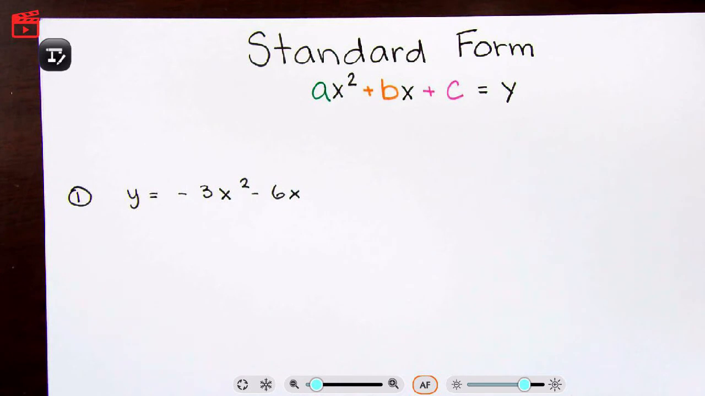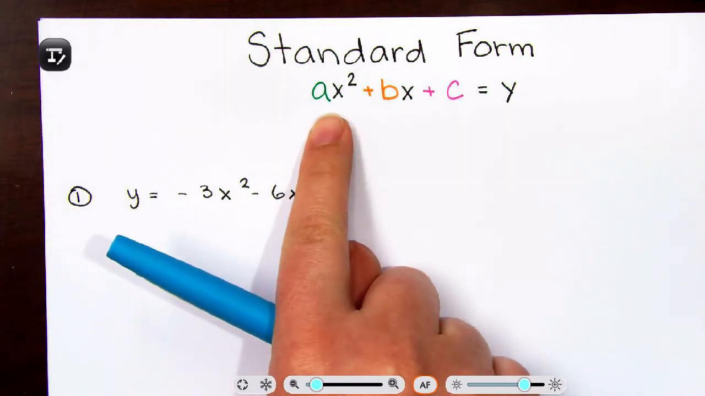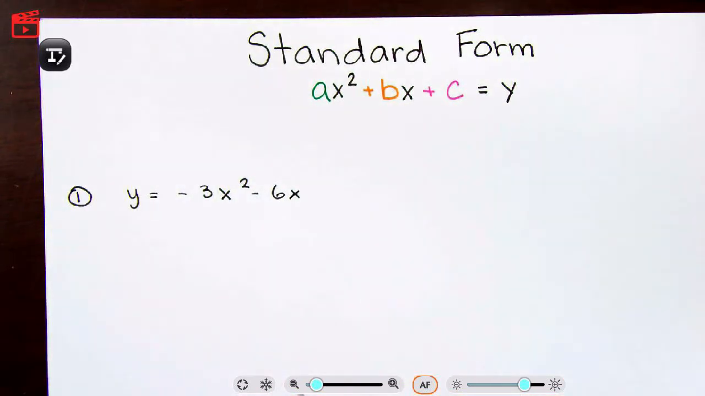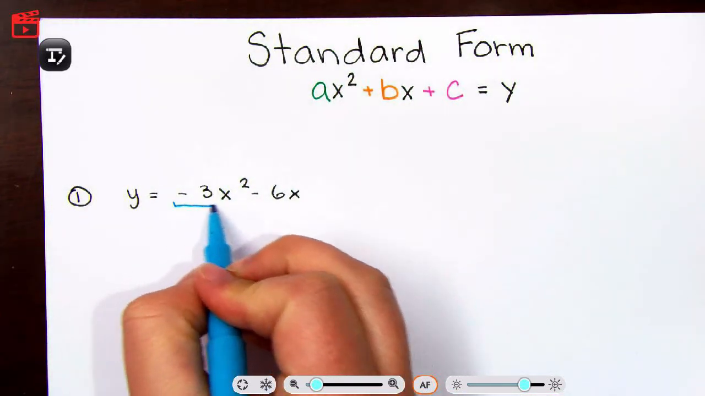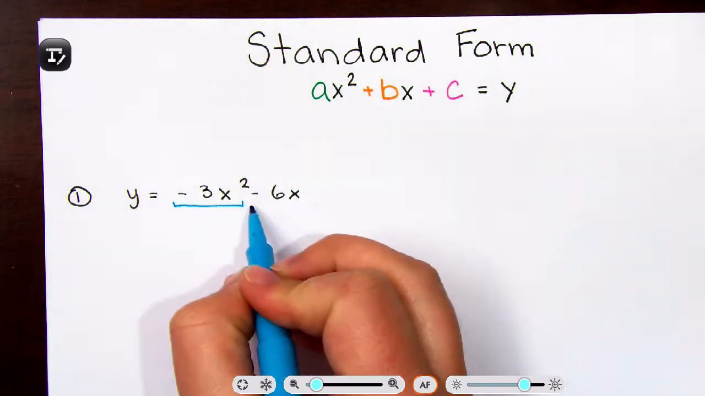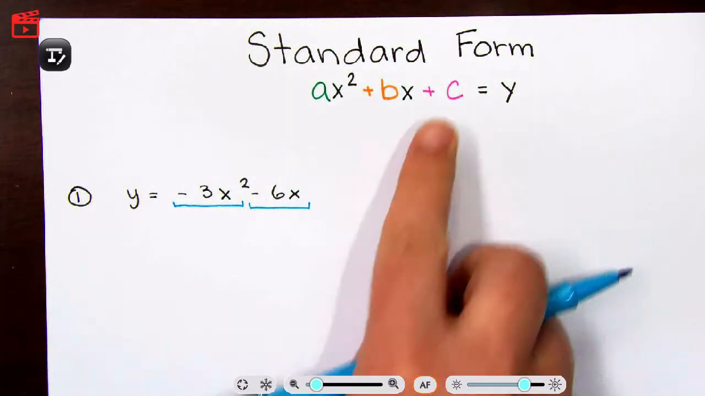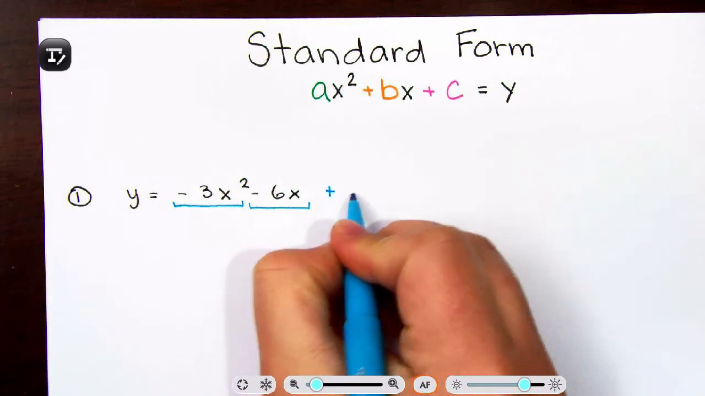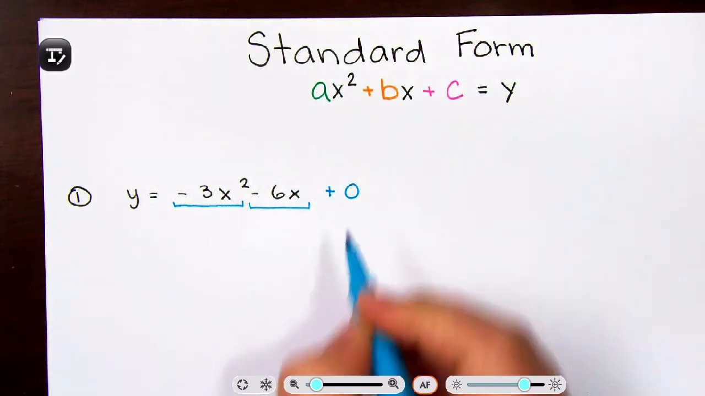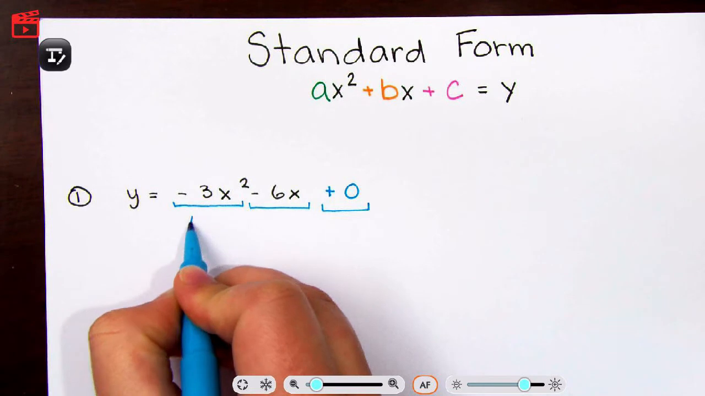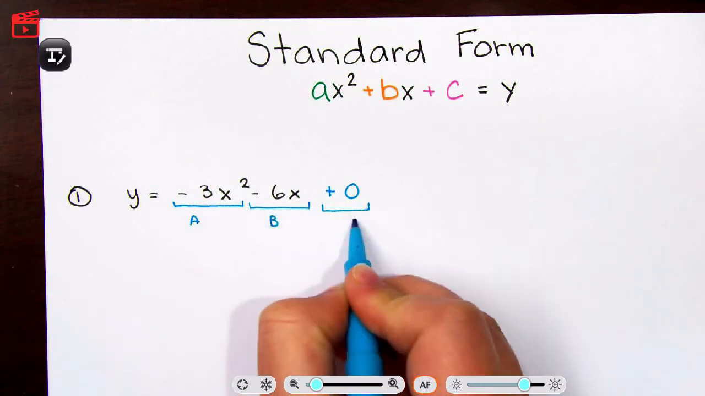Step number 1 is to make sure that you have it in standard form. Now, standard form is this form here. So you have ax squared plus bx plus c. I'm noticing that I have an x squared here. I'm noticing I have an x here. However, I don't have a constant, so I don't have this plus c. I'm going to put that in, and just by writing 0. So this is going to be my c. So here's your a, here's your b, here's your c.